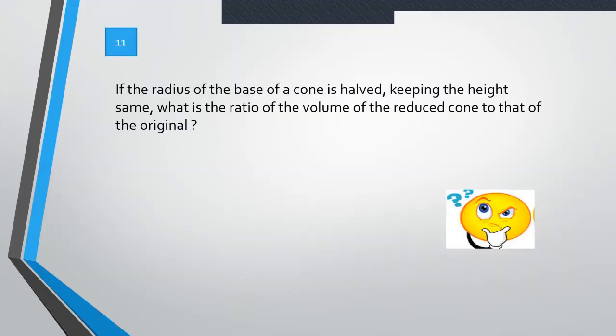Done. Moving on to the next slide. If the radius of the base of a cone is halved, okay, halved means initially it was suppose R, then in the second part it becomes R upon 2. Keeping the height the same, height is not changing. What is the ratio of the volume of the reduced cone? Read the question properly. Ratio of the volume of the reduced cone to that of the original. So basically they are asking you volume new upon volume original. If you write the other way around, your answer might match, but you're wrong.